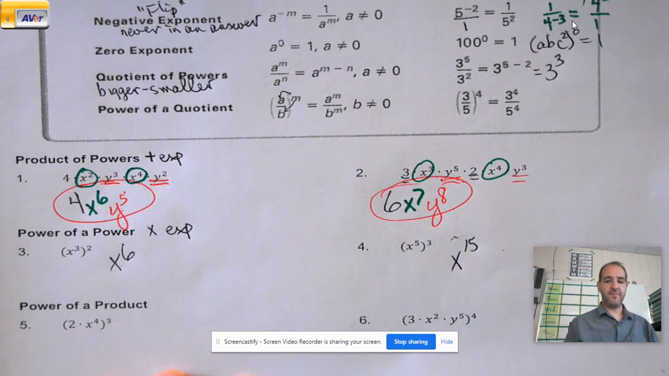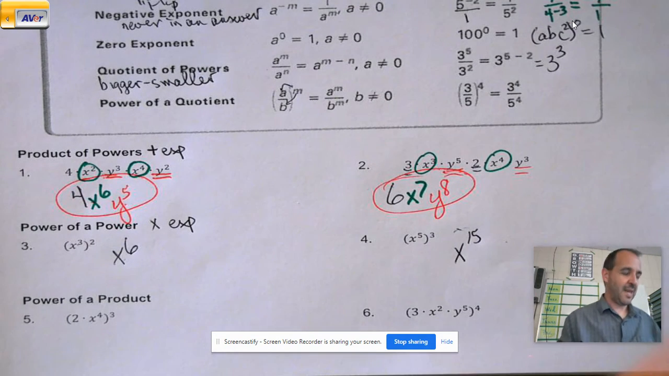5 times 3 is 15. Okay? So we just got to keep rolling with that.